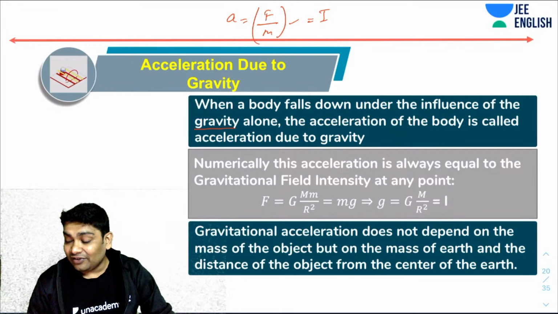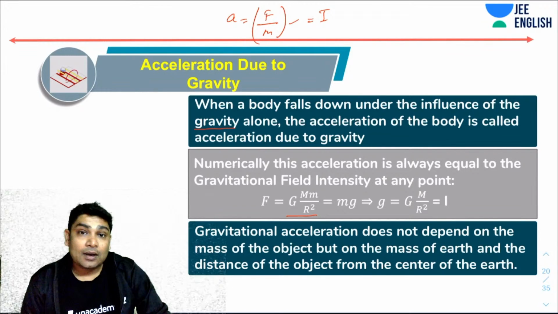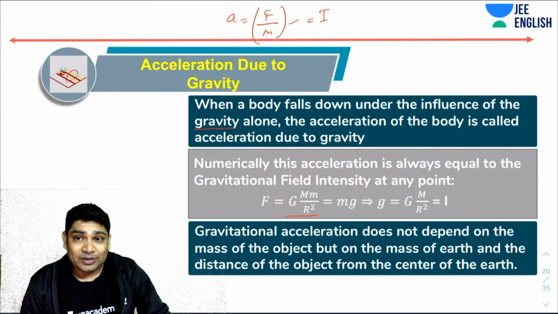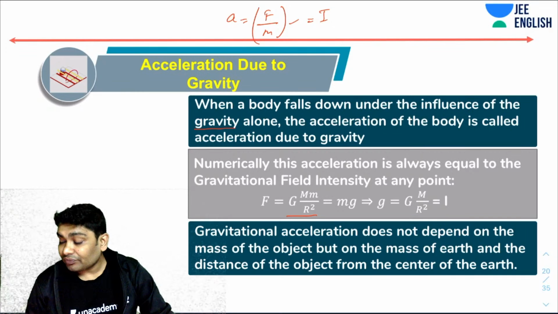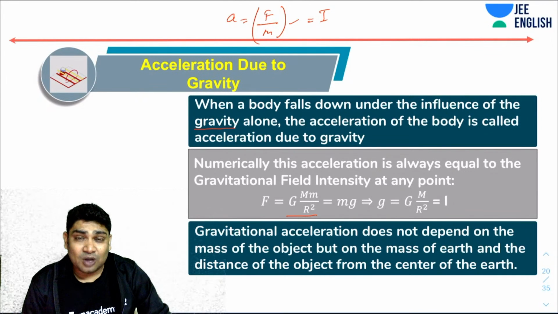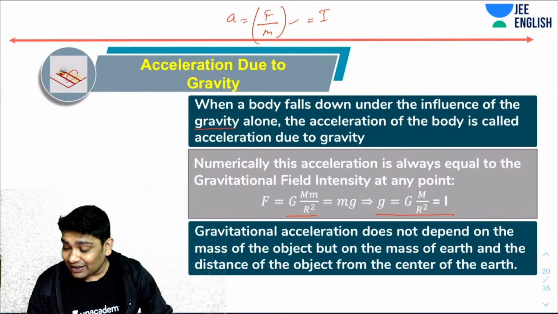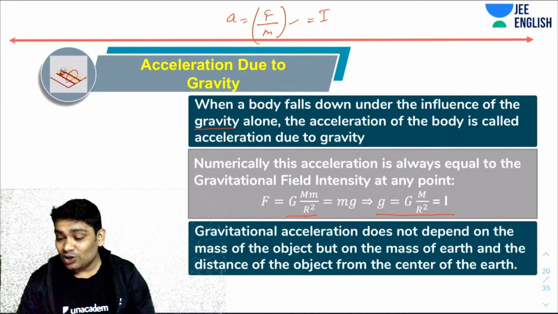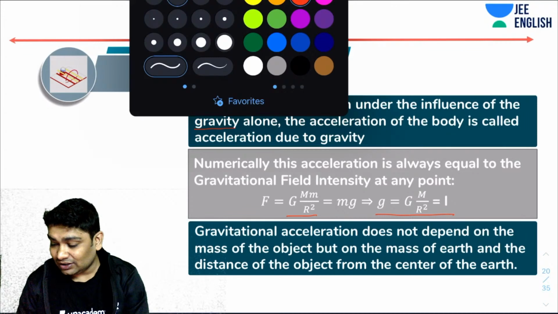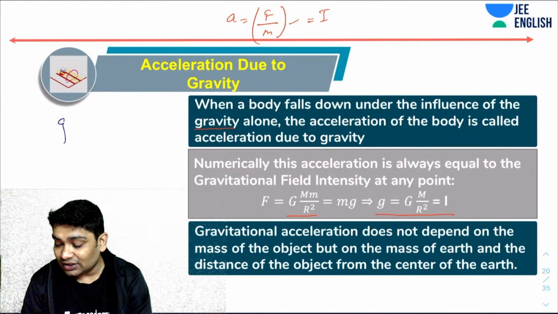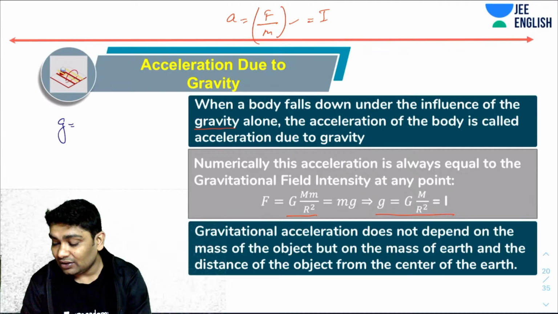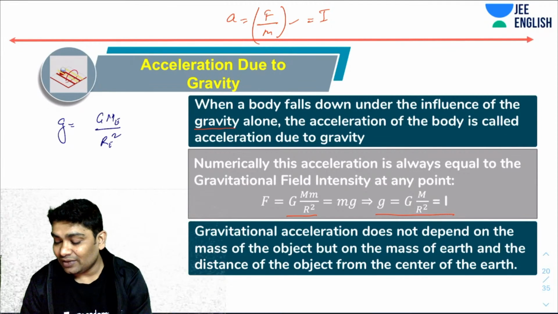Okay, so if capital R is the distance between the object and the Earth, then you realize that this will be equal to mg, and this is the value of g. So if the object is placed very near to the surface of the Earth, then this is the radius of Earth. So I can say near the surface, g is equal to mass of Earth over radius of Earth whole square, near Earth's surface.